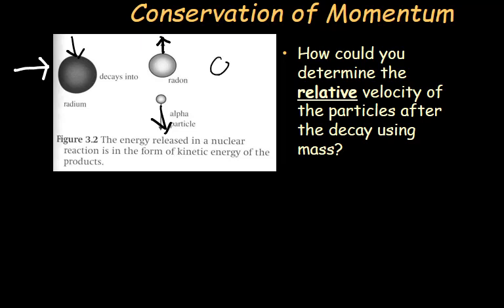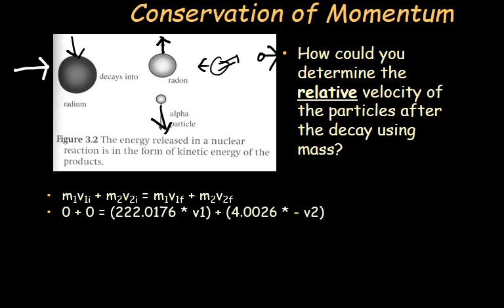So you remember, a cannon has a lot more mass than that little cannonball. So the recoil of the cannon is going to be much less than the velocity of that cannonball, and therefore we can get a relative amount. So if we do that, we know conservation of momentum: m1v1 initial plus m2v2 initial equals m1v1 final plus m2v2 final. They're all together starting out, and they're both 0, right? The radon and the alpha particle beforehand.